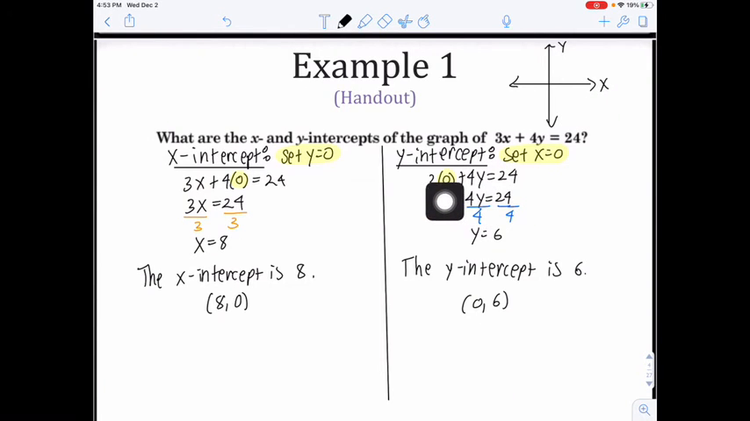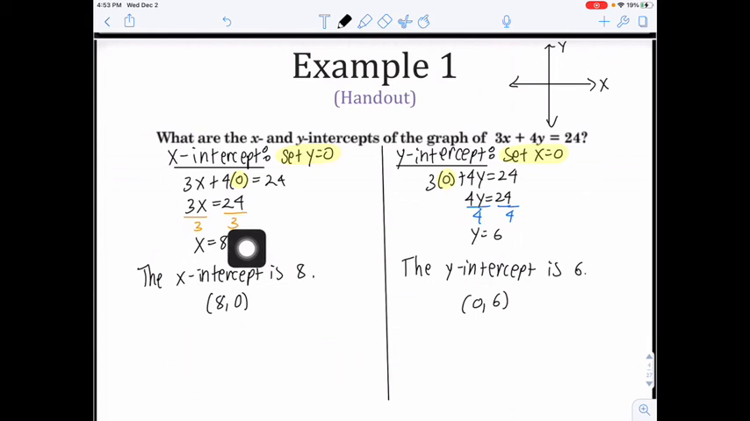Similarly, for the y-intercept, we plug in 0 for x, so 3 times 0 is 0. That leaves us with just 4y equals 24, divide both sides by 4. You get y equals 6. This tells us that the y-intercept is 6. But again, we use 0 for x, so we would get the point 0, 6, which means you wouldn't go sideways because our x is 0, and you would just go up to 6 on the y-axis.